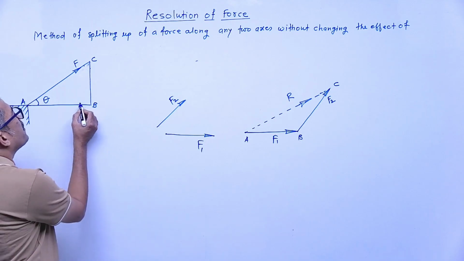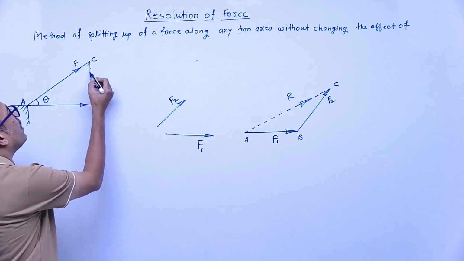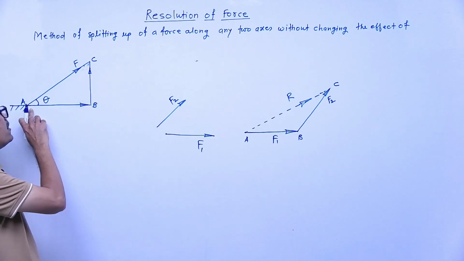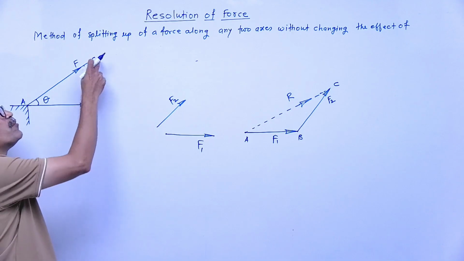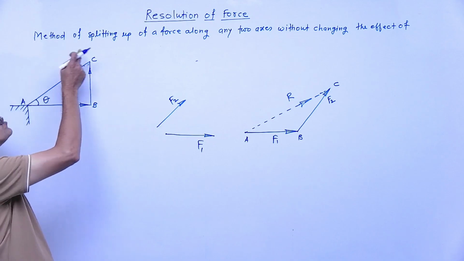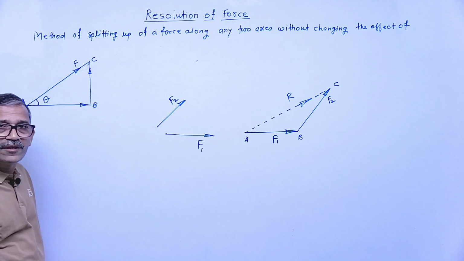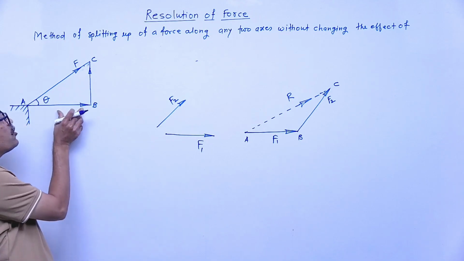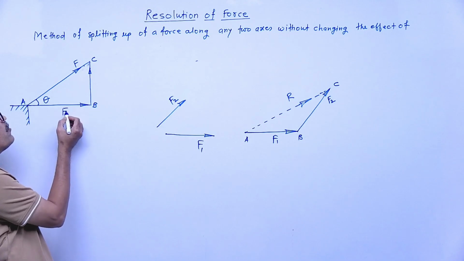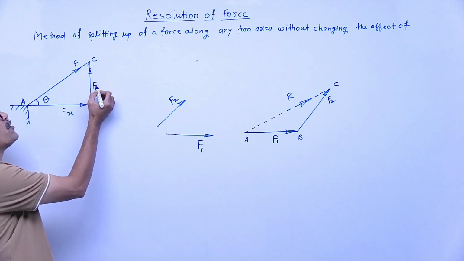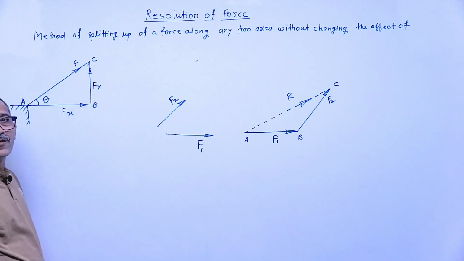That means the sides of the triangle are represented with arrowhead vectors. One is from A to B, the other is from B to C. C to A is in the same sense, and A to C is in the opposite sense. Clear? Done. This horizontal vector is the component of force F along the x-axis. Vertical is the component of force F along the y-axis.